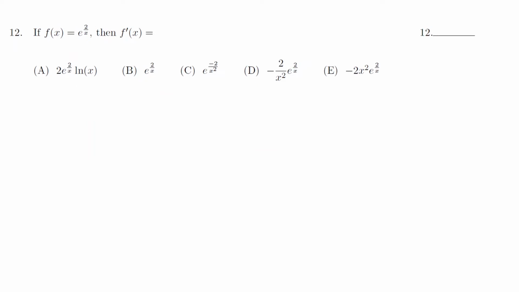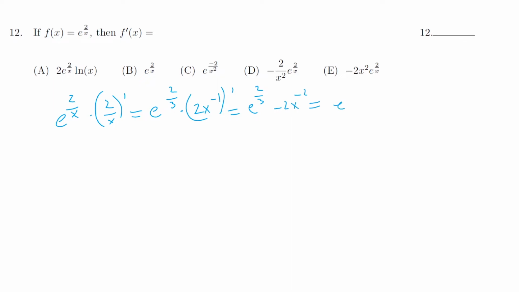Next, I have to find the first derivative. Very simple. It is just e to the 2x times the derivative of 2 over x. So e to the 2x times 2x to the negative 1, so that's equal to the prime. So that's equal to e to the 2/x times minus 2x to the negative 2. So e to the 2/x times minus 2 over x squared. Which answer is that? D.